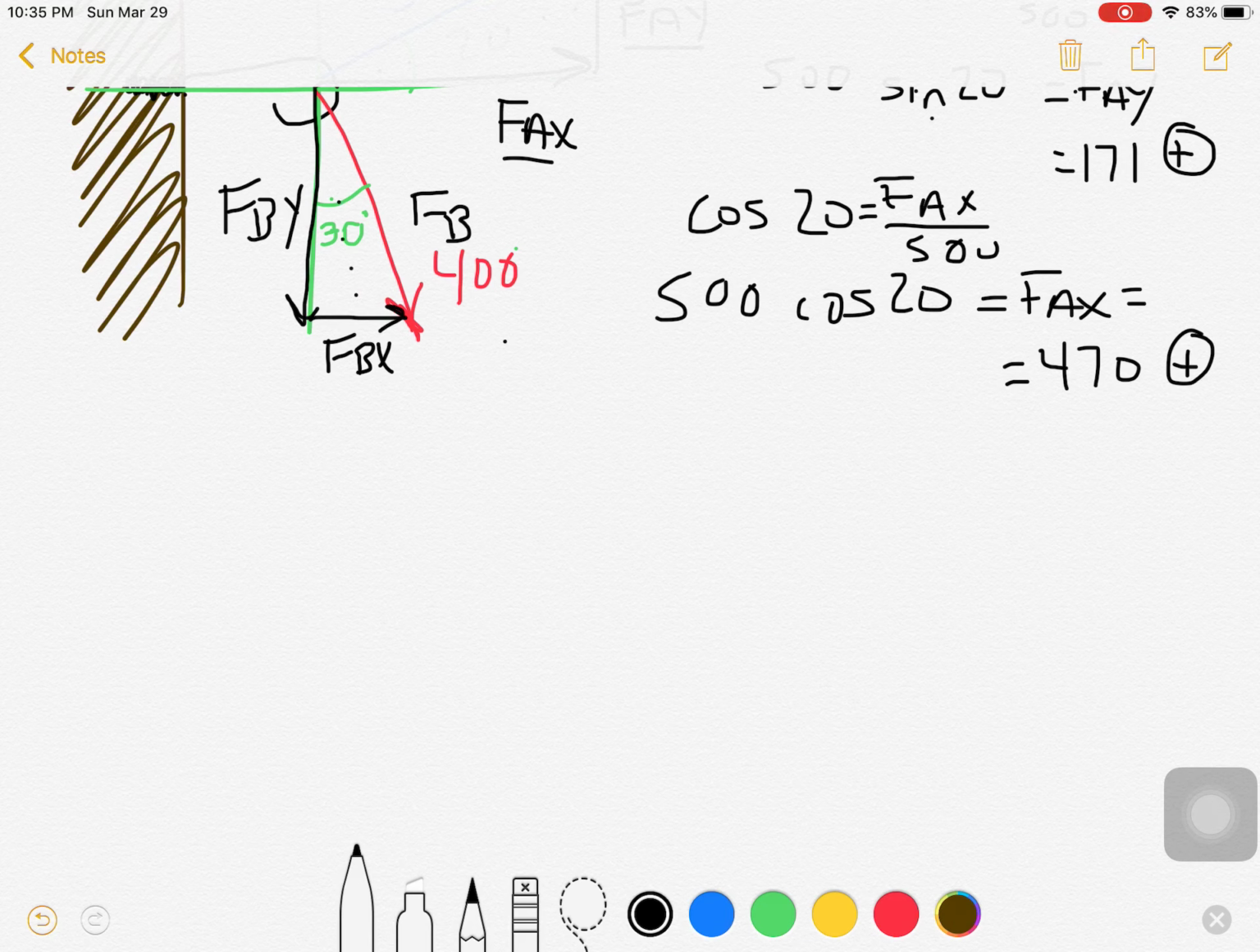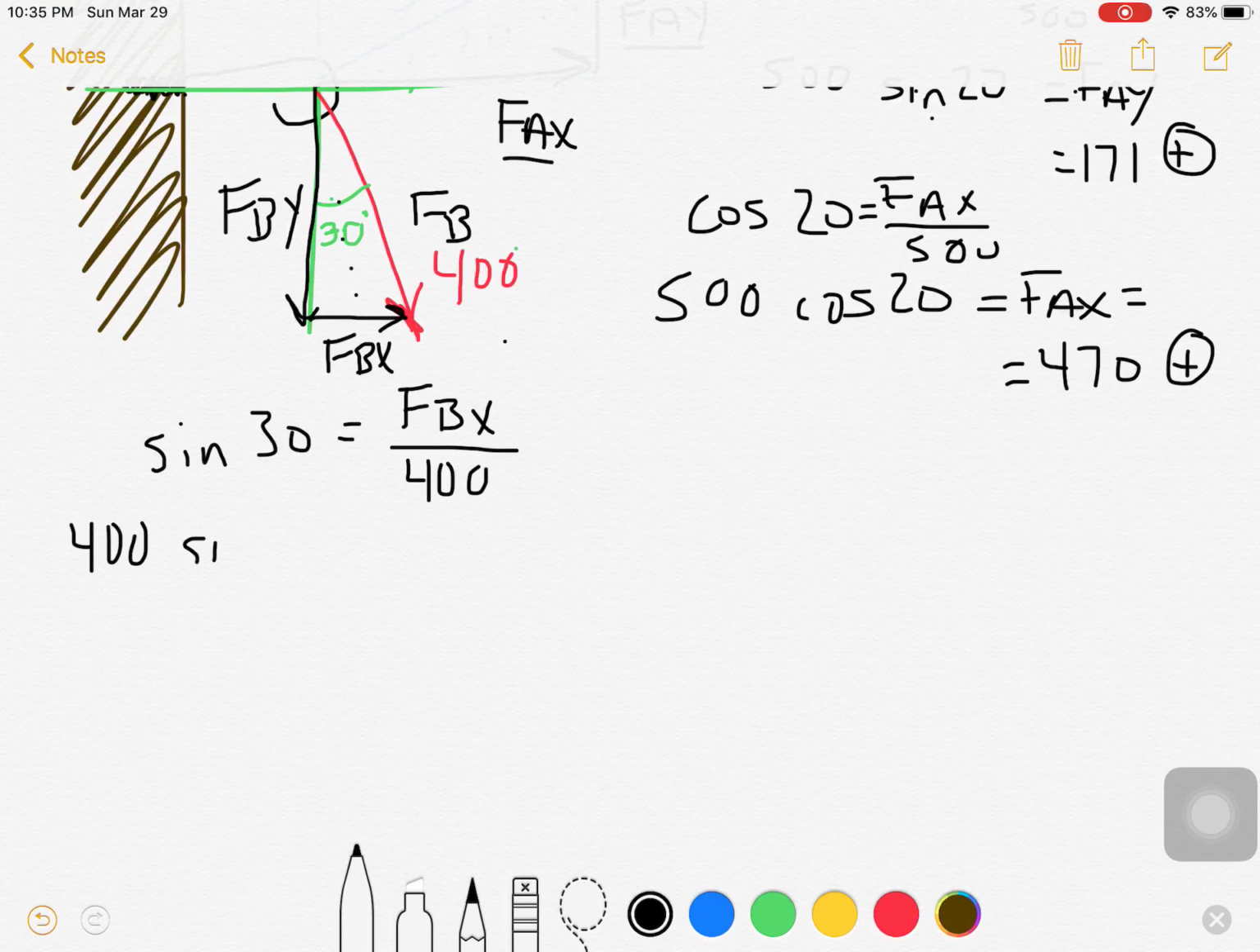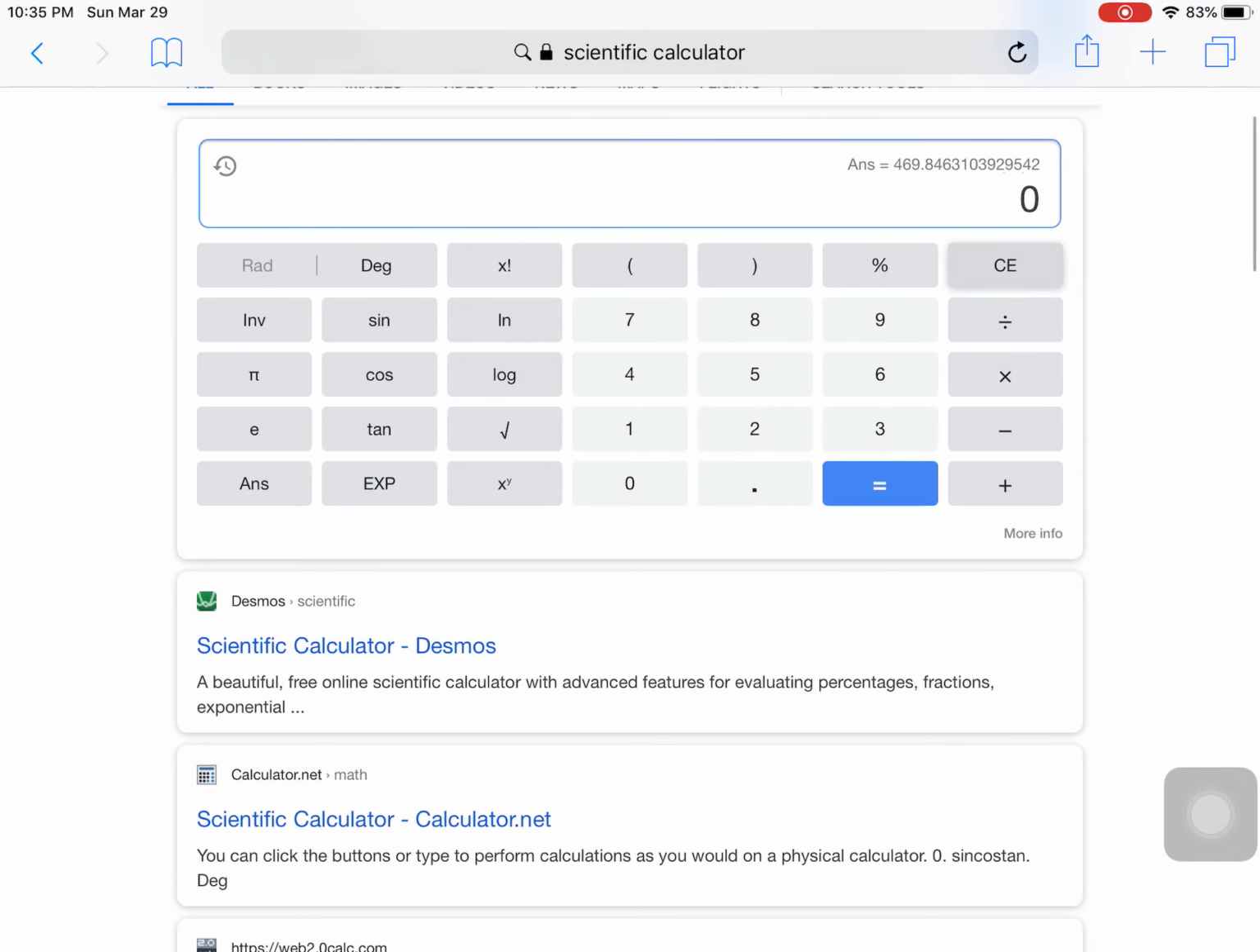We'll say that this is our angle, so our opposite side's here. So when we say the sine of 30 degrees is going to equal our opposite, force BX, over the hypotenuse, which is 400. Multiply 400 through on both sides. Go to our calculator. It's 200.